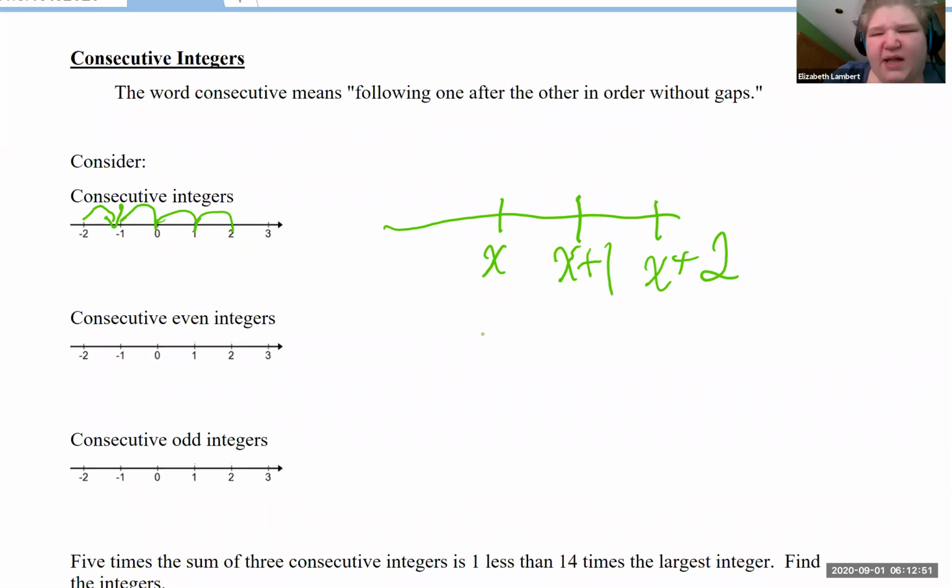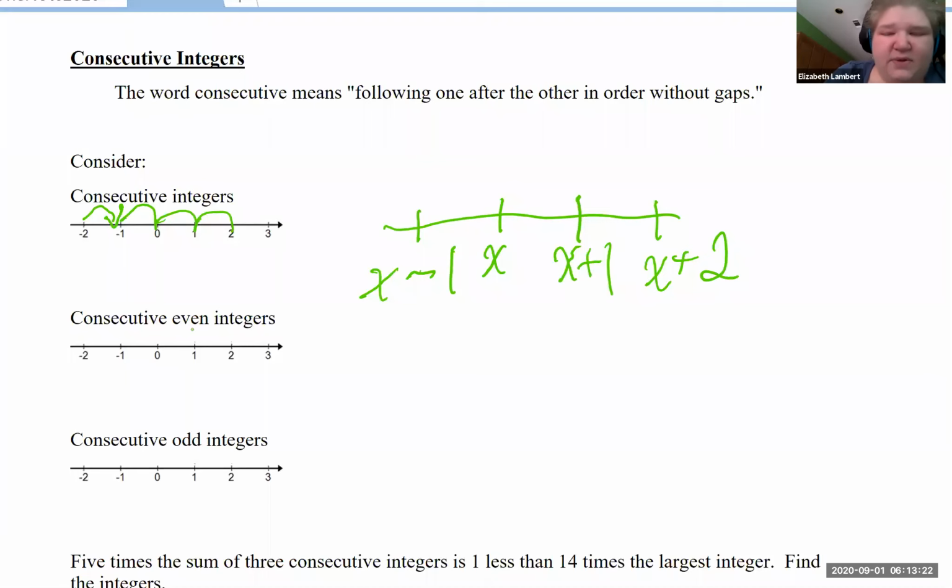Now, most of the time, if ALEKS asks you to do one of these, it'll tell you to use x for the smallest integer if they're going to ask you to type the equation in. Now, if they don't specify what x has to represent, then a lot of these problems are actually significantly easier if you put x in the middle. So the one before it would be x minus 1, and the one above it would be x plus 1. So if you had to add all those, you'd get 3x. So it can work out very nicely.